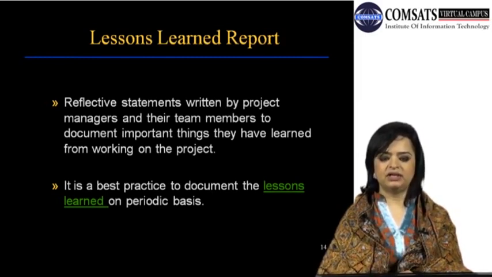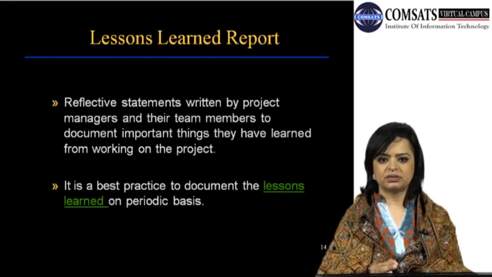These are reflective statements written by project managers and their team members to document important things that they have learned from working on the project. These could be things that went well or things that did not go very well, either way. But these are either statements or bullets. And these statements are shared by the project manager and the team members, and usually captured by a facilitator.